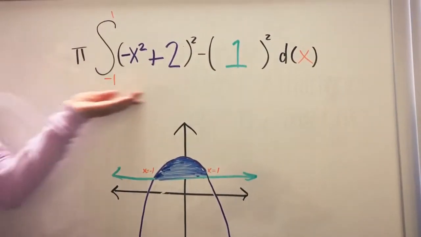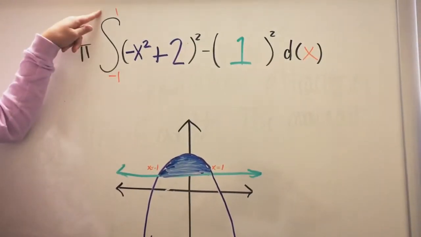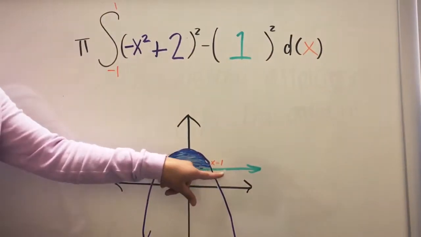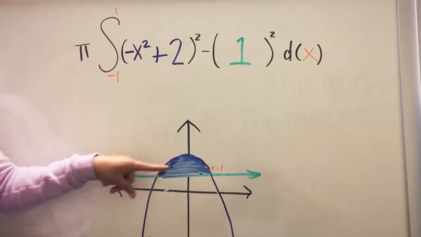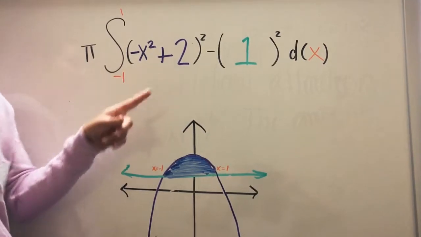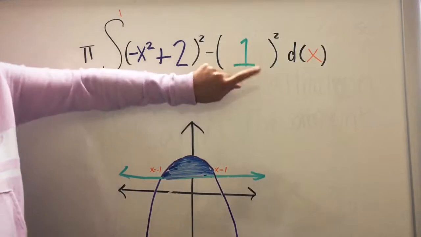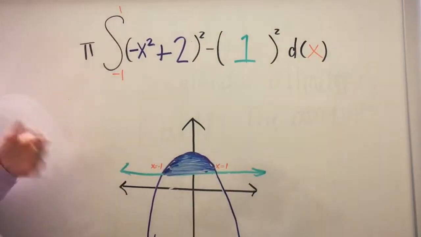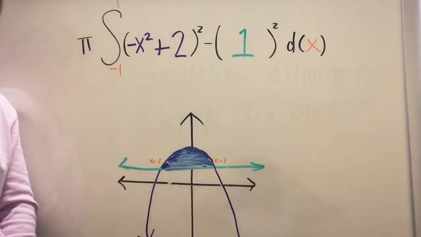Okay, so then we plug everything into this equation. Then you put your bounds here, so your right bound is x is 1. Then your left bound, x is negative 1, and that's where they intersect. Then you plug in your outer equation, the negative x squared plus 2, because that's the furthest away from the x-axis. Then minus your inner equation, y is 1, which is the closest to the x-axis. Then dx, because it's revolving around the x-axis.